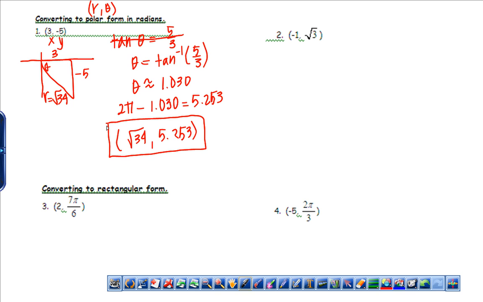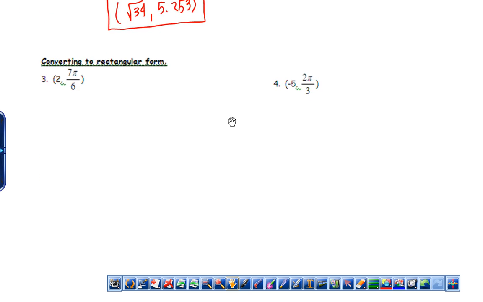Okay, I'm going to give you the answer to number 2, and I want you to try to find it. It's not going to do you any good if you don't try it, though. I found the answer to be 2 pi over 3. And again, if you don't try this, it's not going to do you any good. I will be checking in class to see if you actually did it.